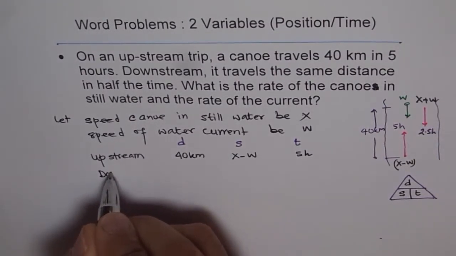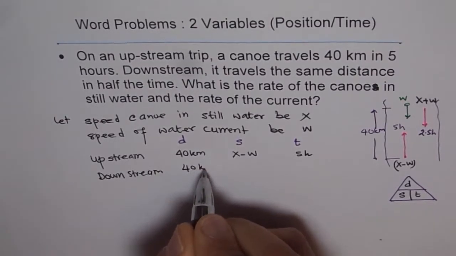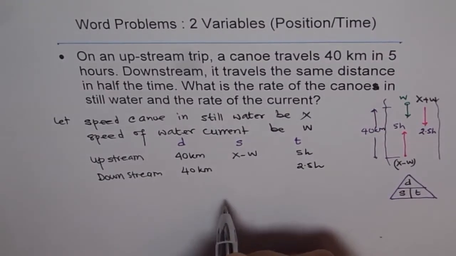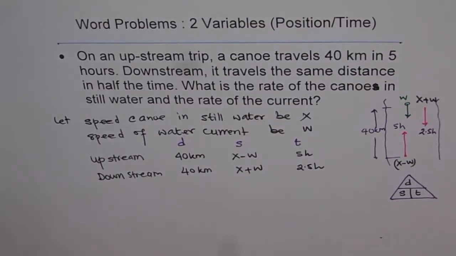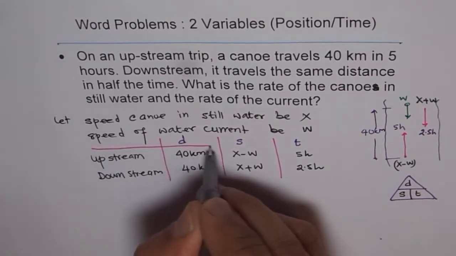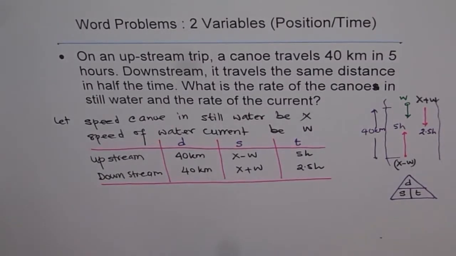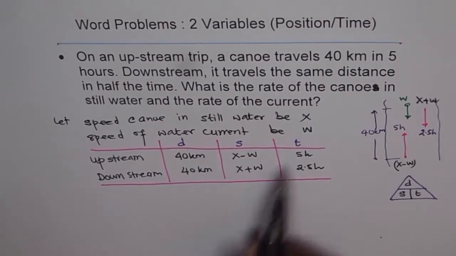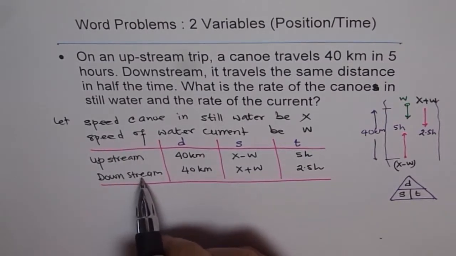When you go downstream, then the distance of 40 kilometers is actually covered in half the time, which is 2.5 hours, since the speed is x plus w. So that is the kind of table which we get in this scenario, correct? Let me make a proper table here. Right? Now from this table, we can get our equation. That is, distance is speed into time. So we can get two equations from two scenarios, upstream and downstream.